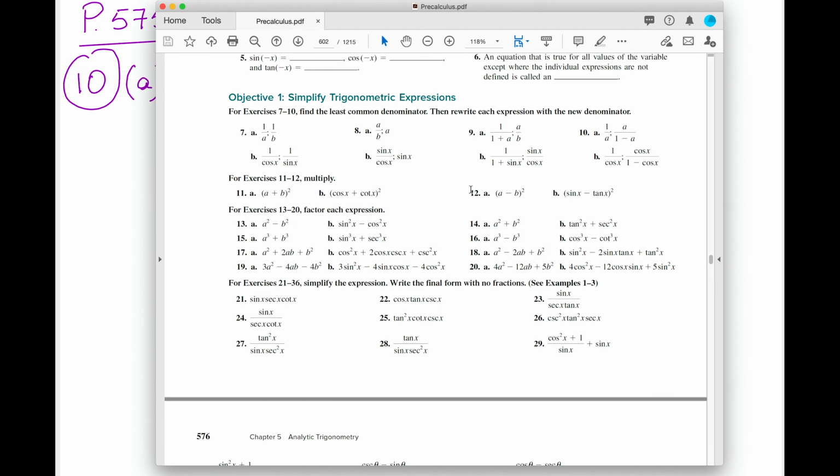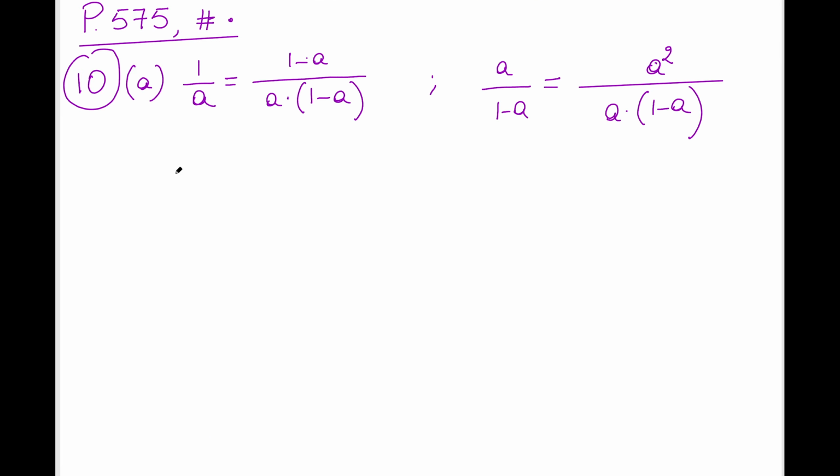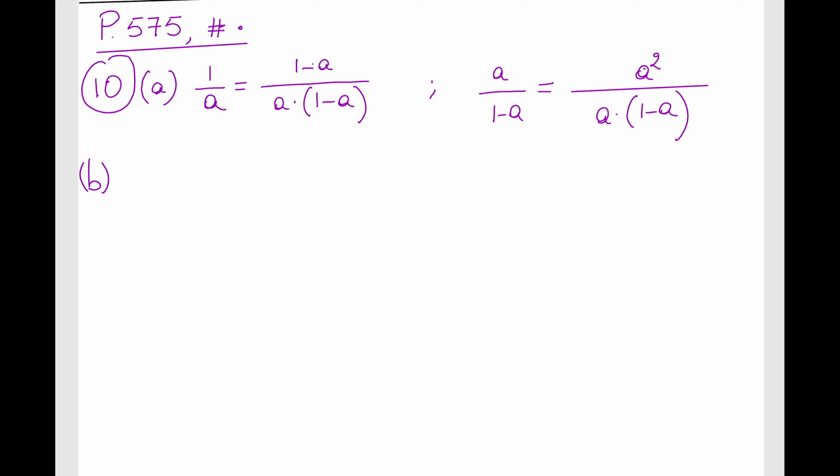Part B, we have 1 over cosine x and cosine x divided by 1 minus cosine x, correct? Well, the format is the same. If you look at cosine x as a, this becomes 1 over a, and this becomes a divided by 1 minus a, right?